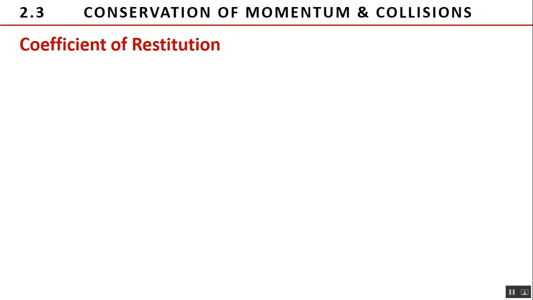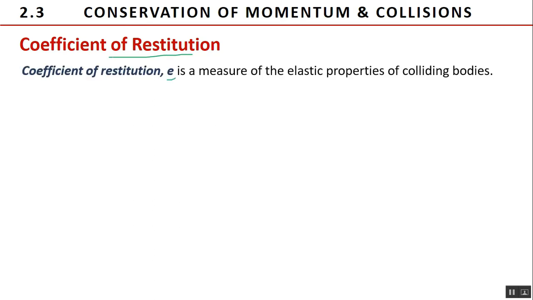We have just learned the three forms of collision. Now, there is a single number that describes what type of collision is happening on the system, called coefficient of restitution, denoted by small letter e. It is a measure of the elastic properties of colliding bodies. Mathematically, it is the ratio of the negative of the relative velocity after collision and relative velocity before collision.